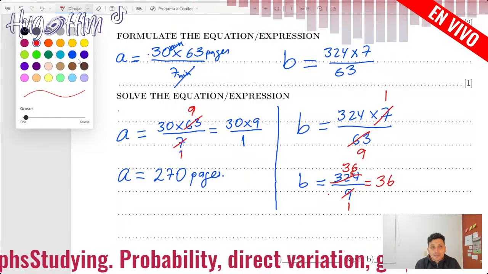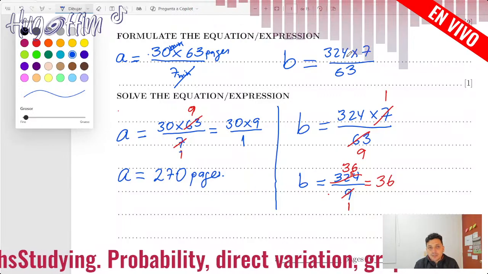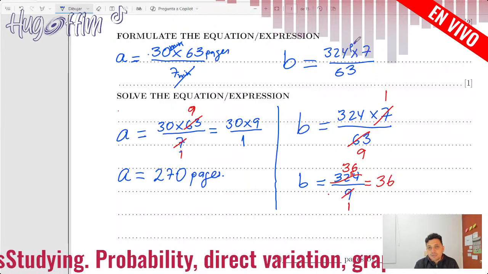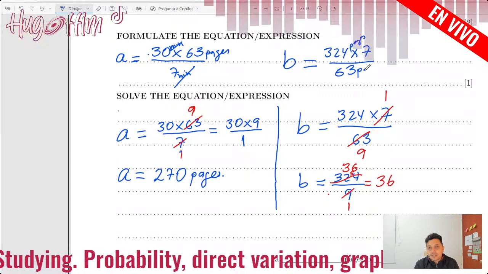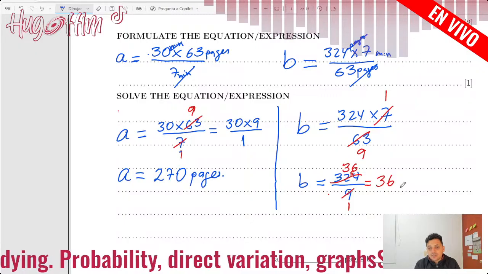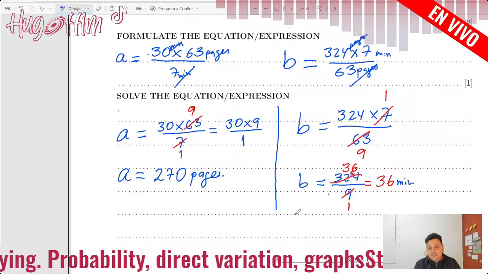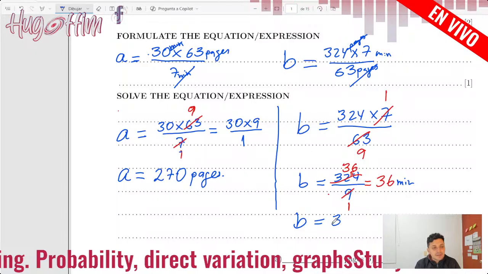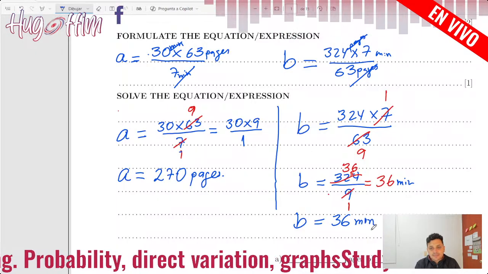36, but remember the units. This 324 refers to pages. This 63 refers to pages. And this 7 refers to minutes. So it means that the answer is in minutes. So B is going to be 36 minutes.